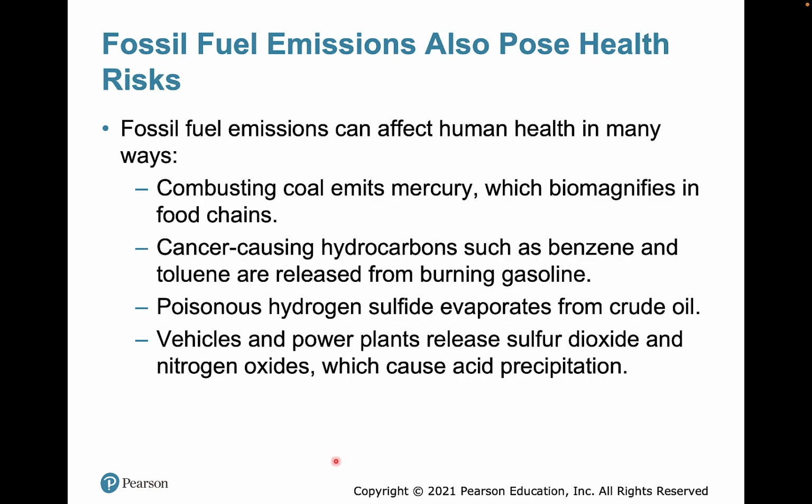So, what can that do to humans? We talked about all the environmental impacts. What can that do to me? Okay, when you burn coal, mercury is a component in coal.